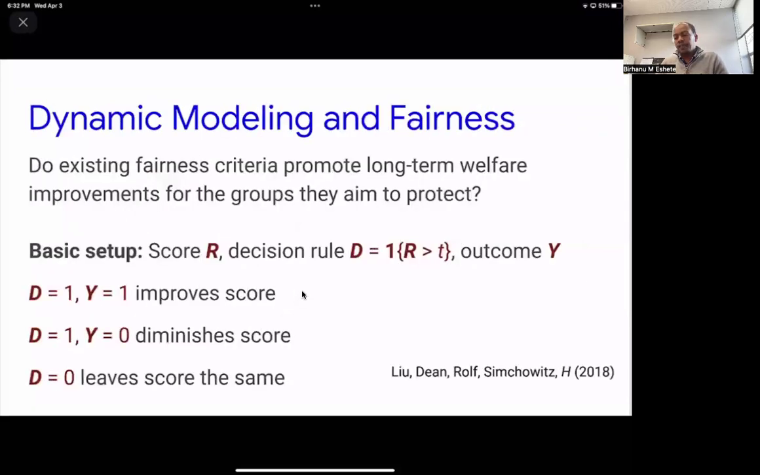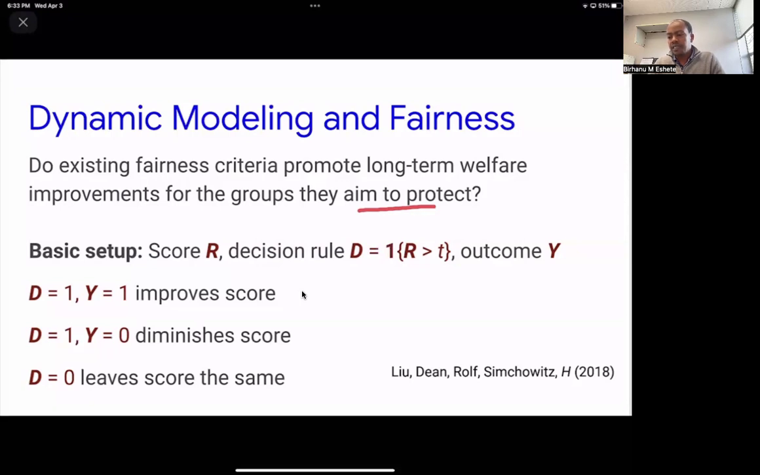And the other side of this broader perspective of fairness is dynamic modeling and fairness, right? So the question we're asking here is, do existing fairness criteria promote long-term welfare improvements for groups they aim to protect? So in other words, you would consider context today, and you would rely on that context to provide the best fairness criteria that you have. But as Ursula Franklin pointed out, context is not passive, it's dynamic, it's changing. So we have to have fairness mechanisms that adapt, that cope with this dynamism of the world, right, the context.